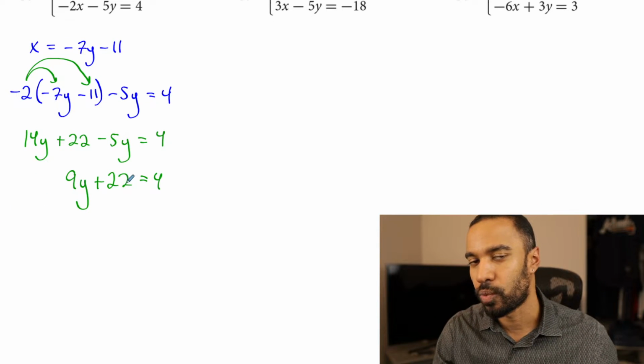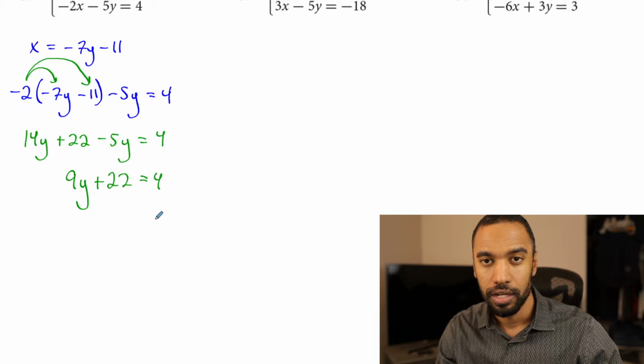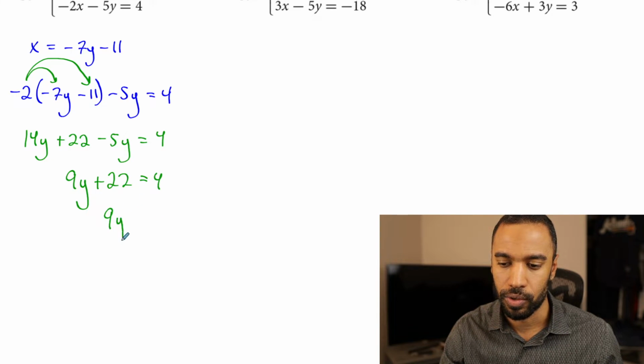If I subtract 22 from both sides, 4 minus 22 is negative 18. So I'll get 9y equals negative 18. Divide by 9 and get y equals negative 2.